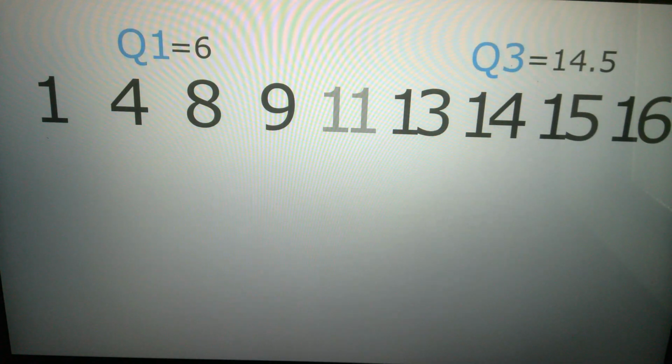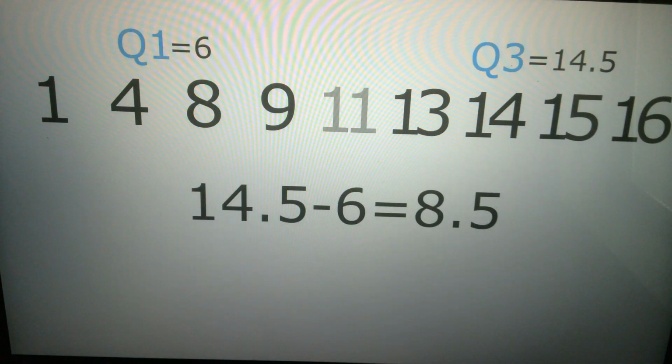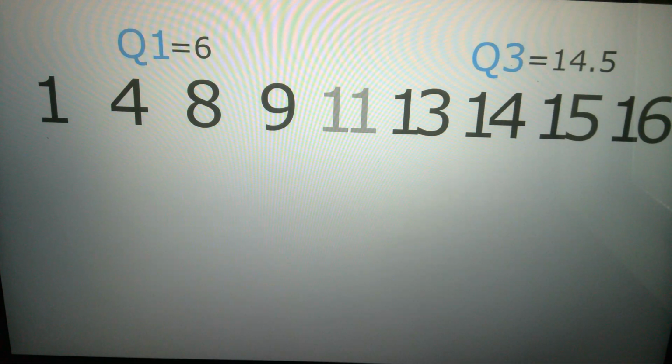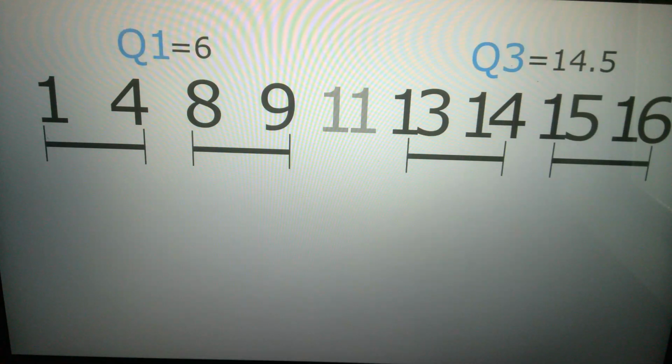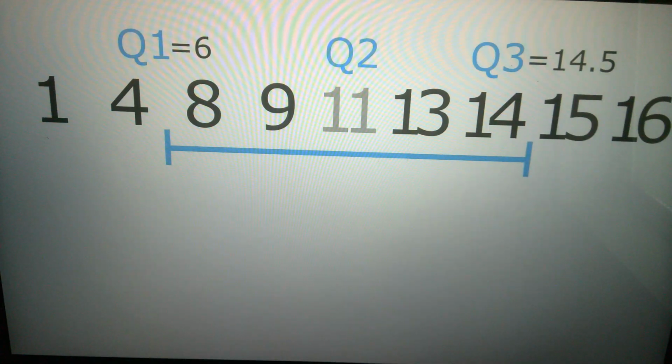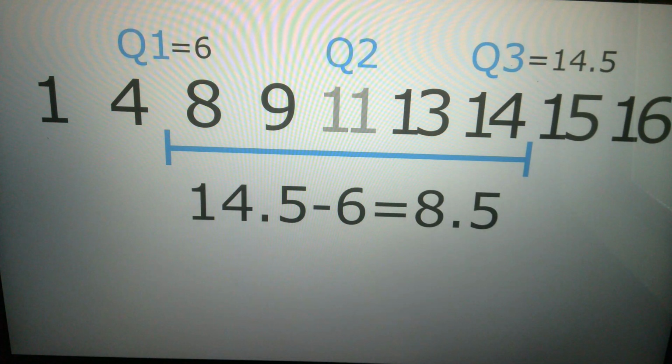Finally, we can find the interquartile range. What do you do? 14.5 minus 6, which is 8.5. So the interquartile range is 8.5. The numbers are split into 4 equal parts by 6, 11, and 14.5. And the part that contains the middle numbers, which are 8, 9, 11, 13, and 14, has a range of 8.5. Takes a little bit of work, but now you know what to do.